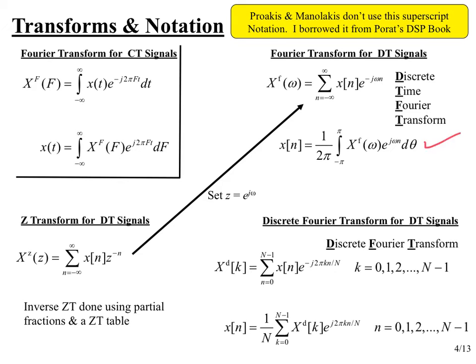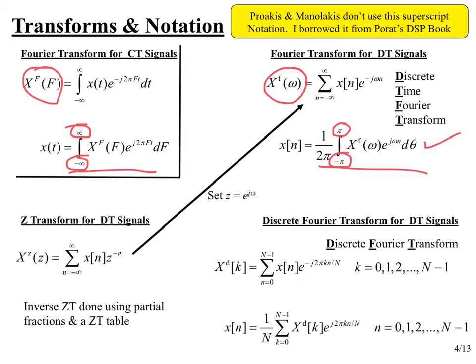Down here we have a way of inverting the DTFT to get back the original discrete time signal, and you can see the similarities between the inverse CTFT and the inverse DTFT. In this case, both are integrals, and that's because the DTFT, like the CTFT, is defined on a continuum, so we need an integral to process it. Other than that, everything else is pretty much the same, except we only have to integrate from minus pi to pi, whereas over here we integrate from minus infinity to infinity.